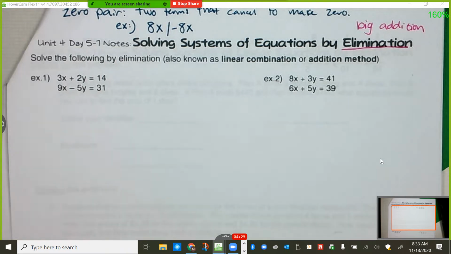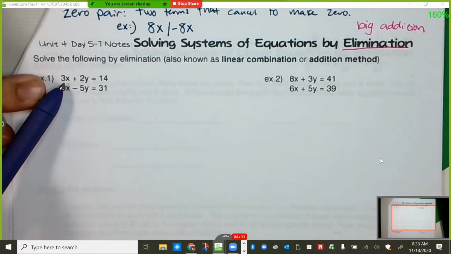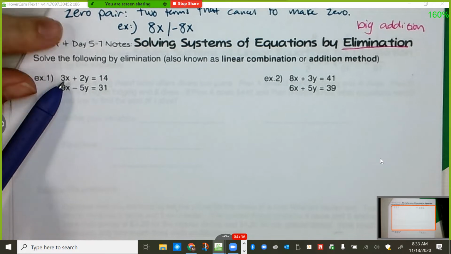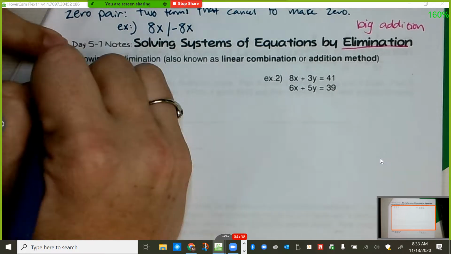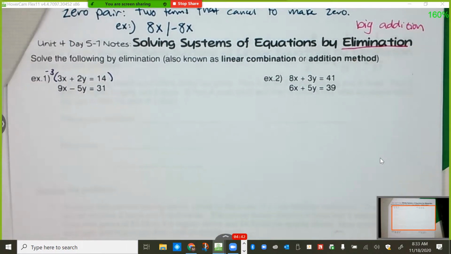We also know one needs to be positive and the other needs to be negative. So if this is a positive 9, what do I want this top one to be? What would I multiply 3x by to become negative 9? Negative 3. So I'm going to multiply that whole equation by negative 3 because that's what keeps the equation equal, right? I have to do it to everything or I've changed the equation.